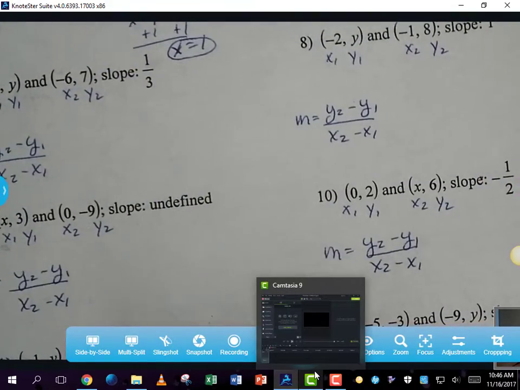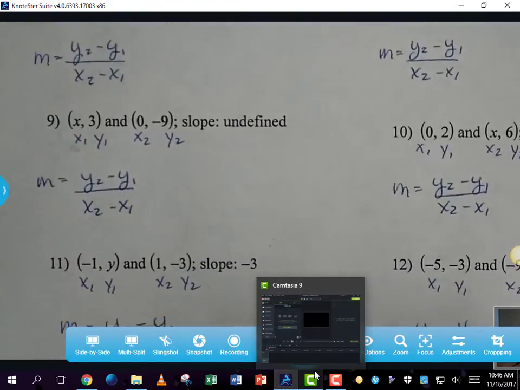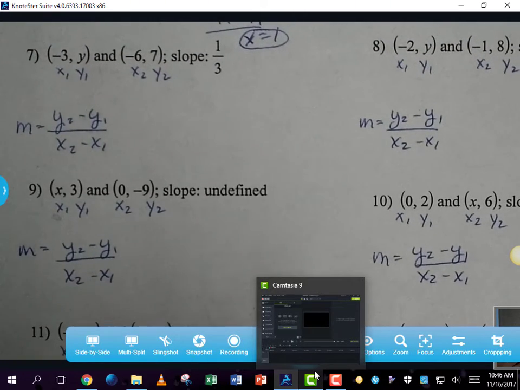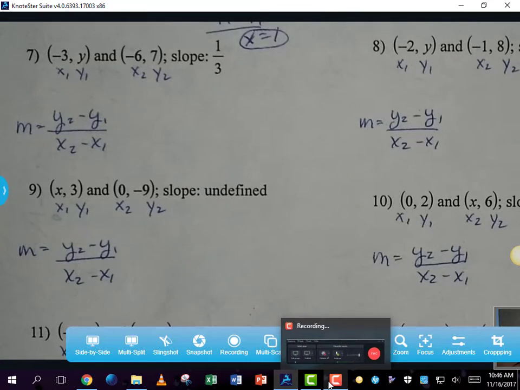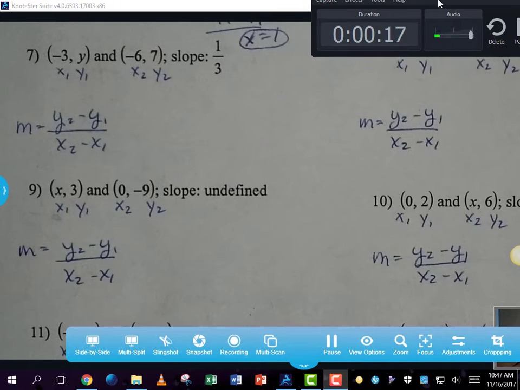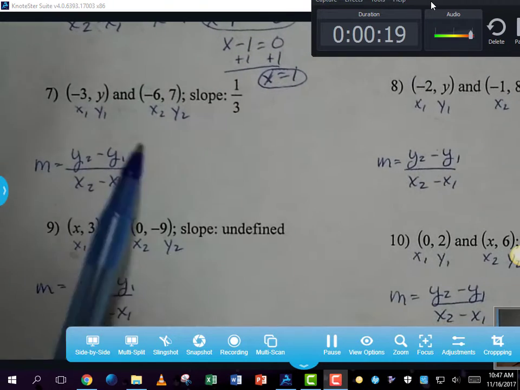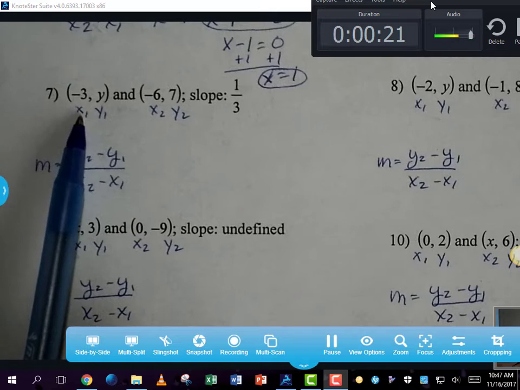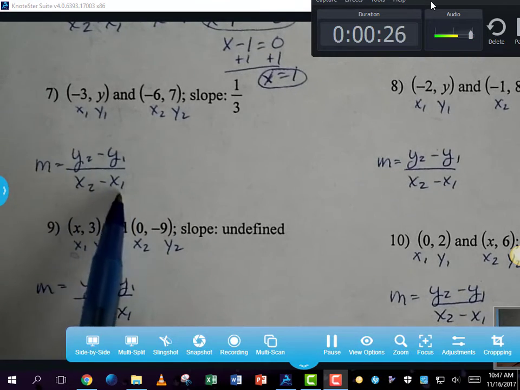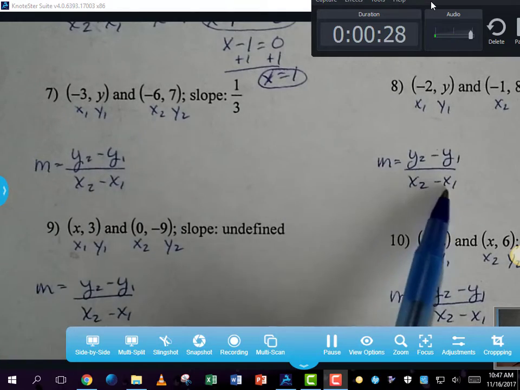Okay, so if you want to see more examples, we're going to be starting at number 7. I just want to tell you that you should go ahead and put me on pause for a minute. I did this to save a little bit of time. There we go, so I can see how long we're recording for. I went through each problem and I already labeled my x1, y1, x2, y2, and I went ahead and wrote the equation for every single one.